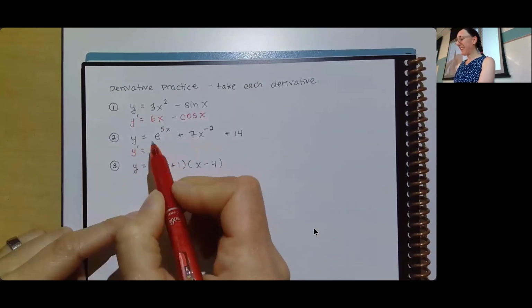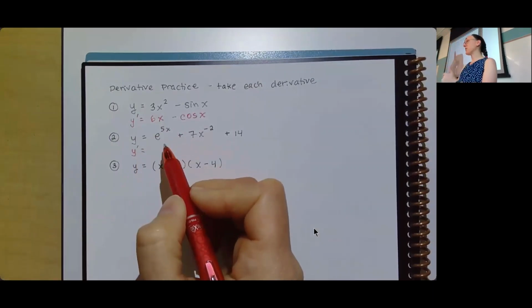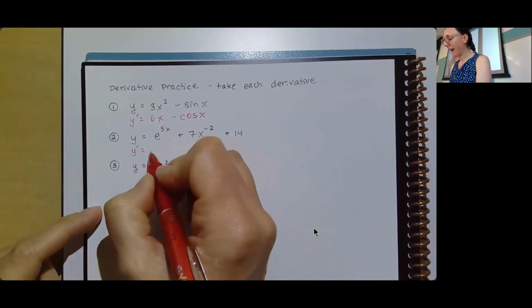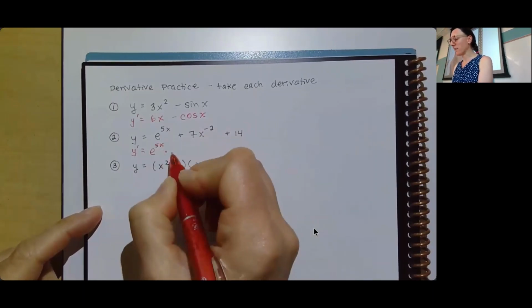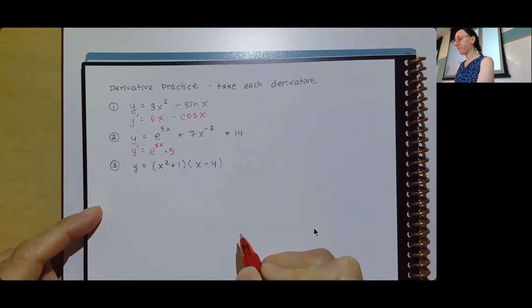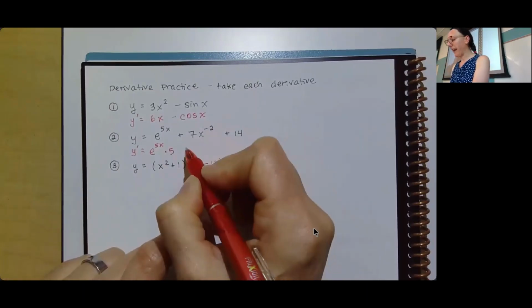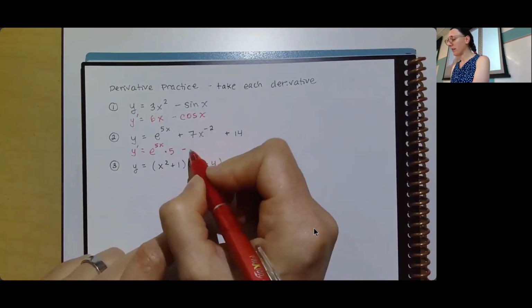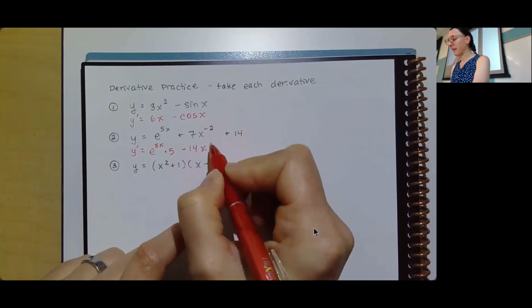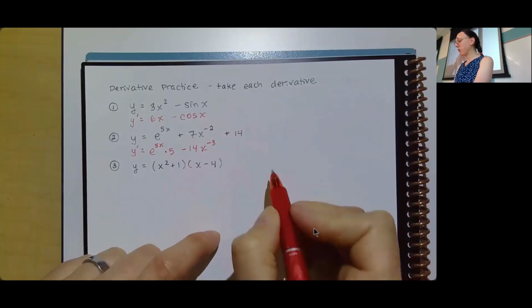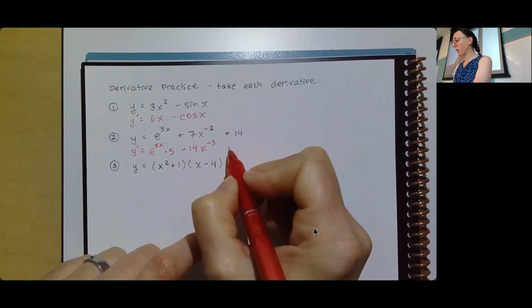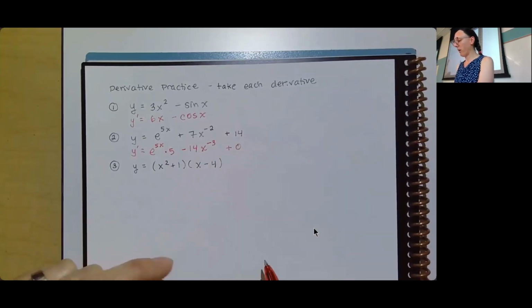Down here, e to the 5x, when I take the derivative of an exponential, I get that same whole exponential back times, chain rule says it better multiply by 5. Here, I'm going to bring that exponent down. So -2 times 7, I've got -14. Subtracting 1 from the exponent, I'm at -3. And the derivative of a constant is 0. So for completeness, I'm going to write the 0 in for us.